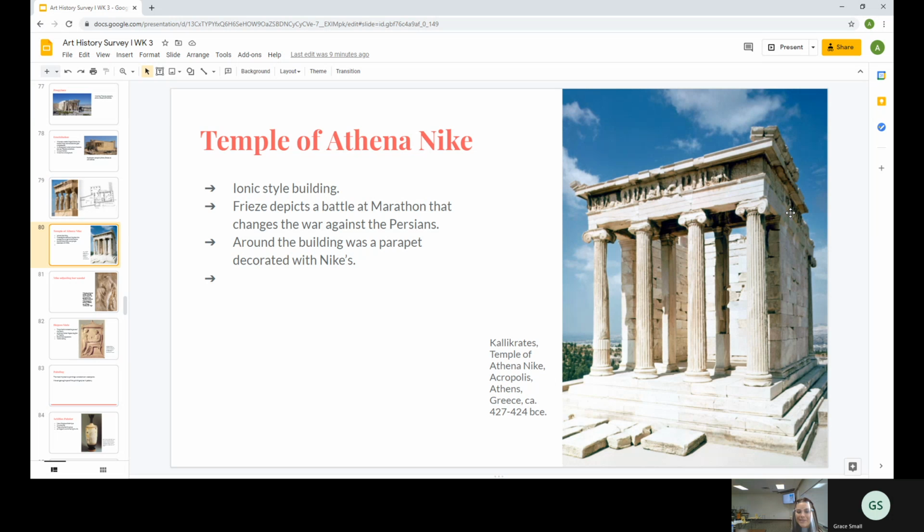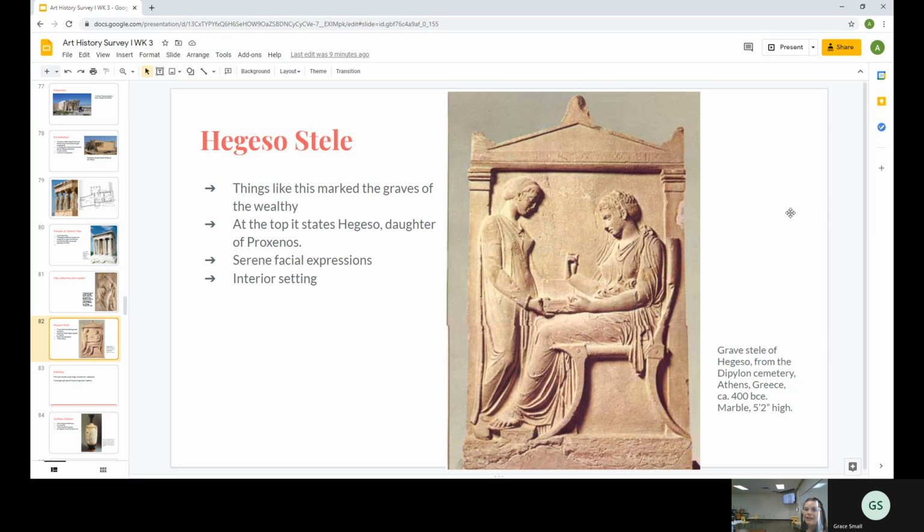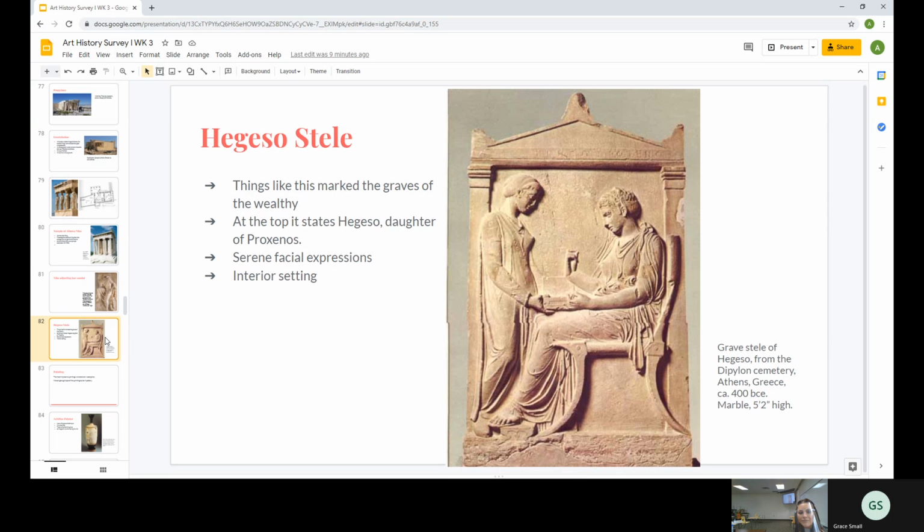Now, another temple in the Acropolis, like I mentioned, we're spending a lot of time in the Acropolis, was the Temple of Athena Nike, which has friezes depicting the battle at Marathon against the Persians, as well as a bunch of Nikes housed inside, which is why it's called the Temple of Athena Nike. It was the first temple that you would approach on your way to the Acropolis. And here's one of those Nikes.